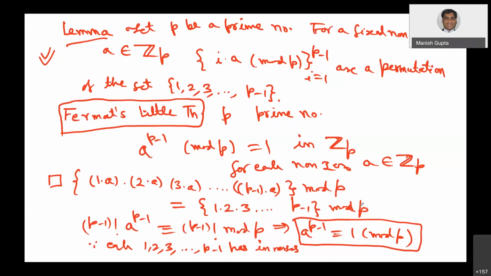So when we multiply both sides, the left hand side will be factorial p minus 1 times a raised to p minus 1, and the right hand side will be factorial p minus 1 only, modulo p on both sides. Each element 1, 2, 3 up to p minus 1 has inverses, so I can cancel factorial p minus 1 on both sides, and I will get a raised to p minus 1 is congruent to 1 mod p. Got it? Yes, okay, okay, sir.